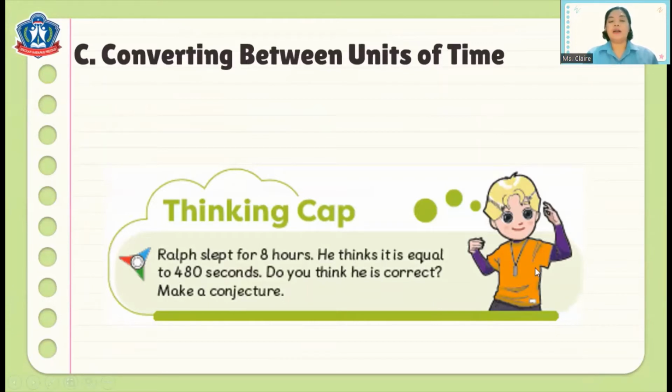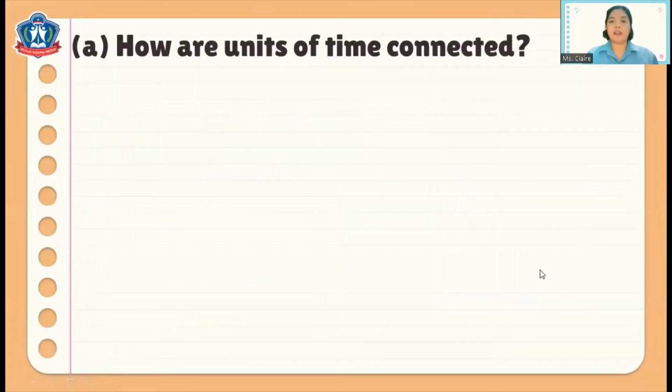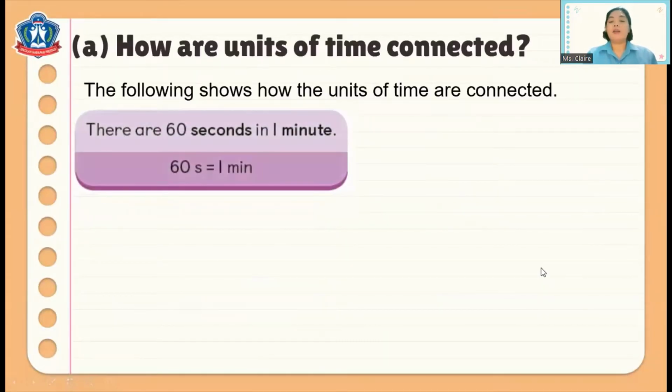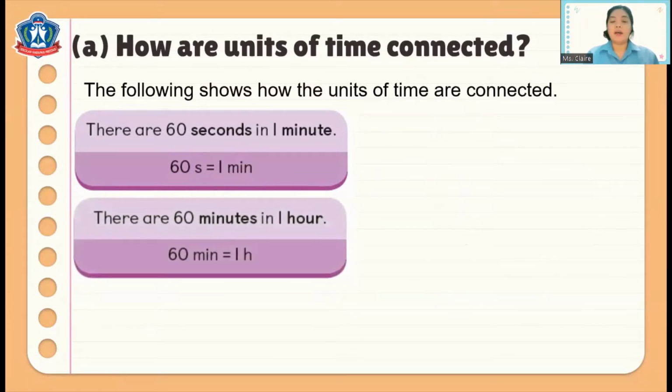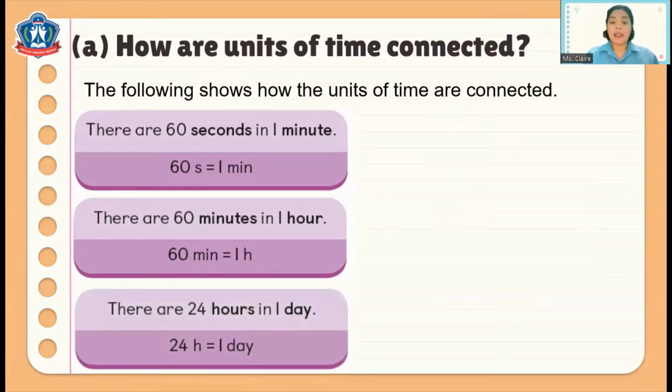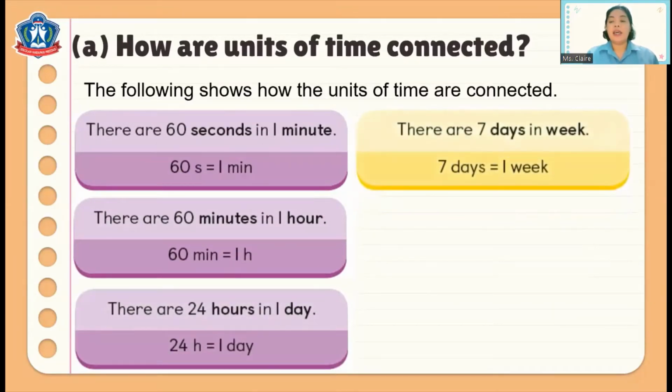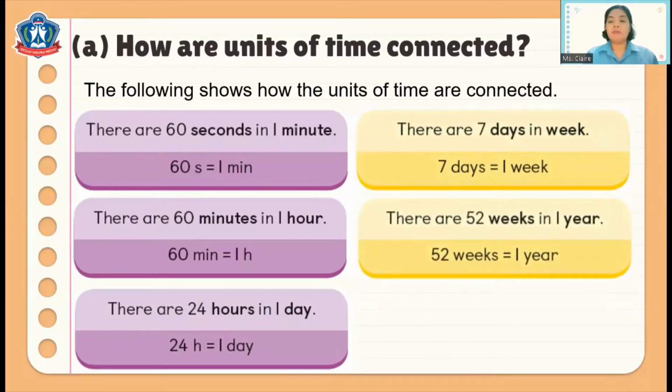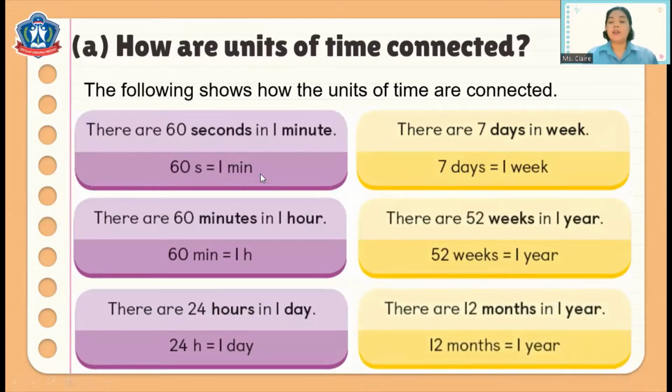To check also if Ralph is correct, I have here some conversions. Take a look. In 1 minute, we have 60 seconds. Look, children, S for seconds, MIN means minute. In 1 hour, you have 60 minutes. In 1 day, you have 24 hours. And for 1 week, you have 7 days. In a year, you have 52 weeks. And in a year also, you have 12 months. Okay, children, anyway, in 1 year, how many days? You can share your answers during our class.